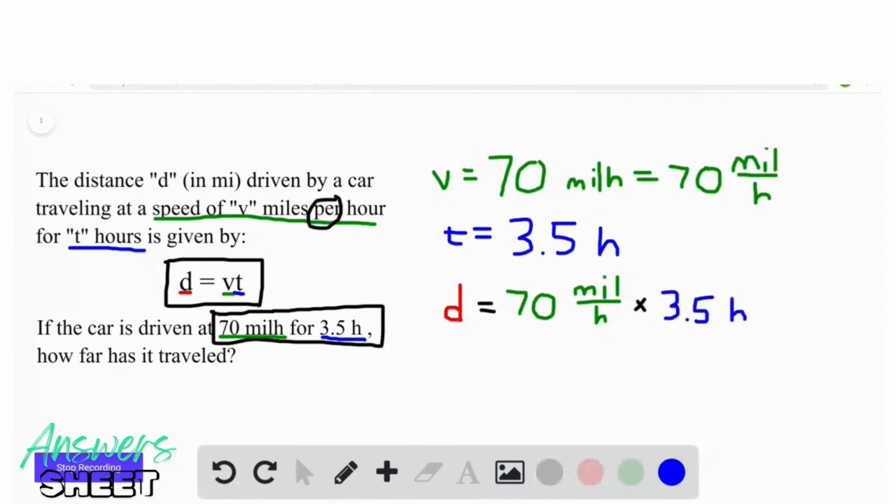And through this way, you'll notice that the hours are going to end up canceling out through the commutative property. And what we're left with is just miles on top, which makes sense because we're looking for a distance. So using our calculator, we can multiply 70 and 3.5. And so what we're going to get is that d is equal to 245 miles. And that's our answer.